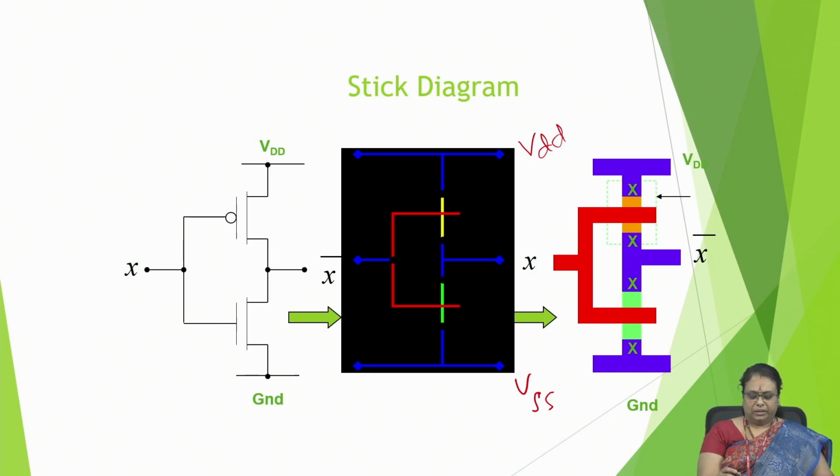Then what are we doing? We are taking two metals. Then this green represents N diffusion, P represents P diffusion, and both are connected through our polysilicon. The poly is crossing the N diffusion forming the NMOS, and the poly is crossing the P diffusion forming the PMOS when we attach each other. And if you observe, there is a via here, there is a via here, there is a via here, there is a connector here. So this is our stick diagram for our inverter.